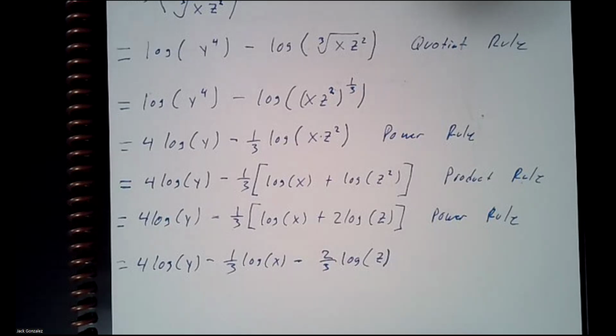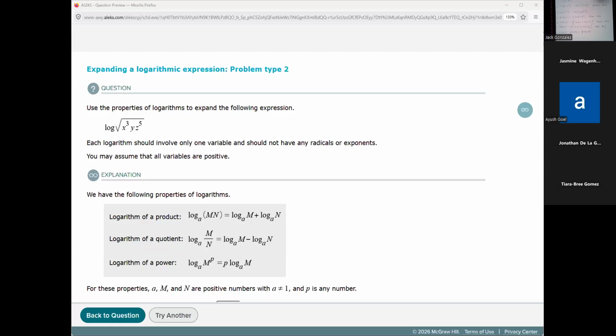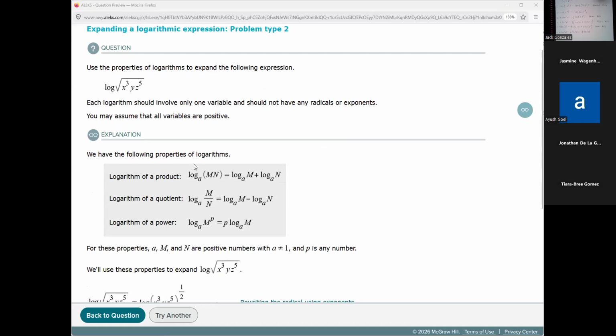Yeah, let me show you this. Let me show you one without working all of it out, just so you can see one more example. So this one has a square root of x cubed y times x cubed times y times e to the fifth. So this is three products, right? And it has a power on the whole thing.